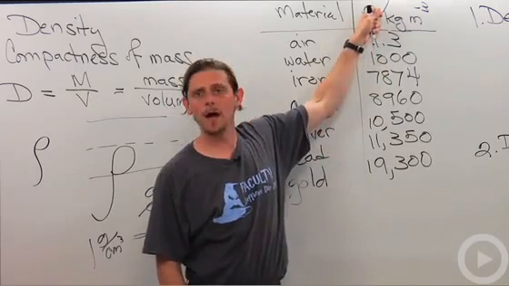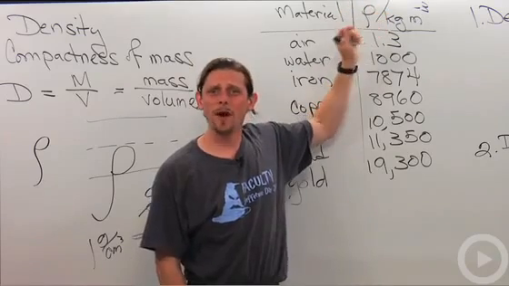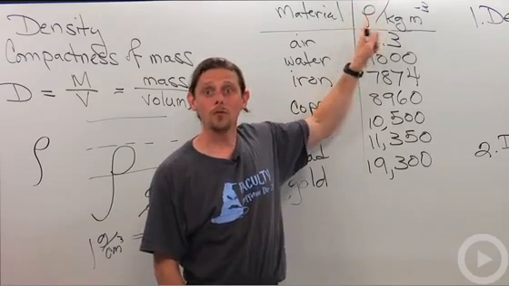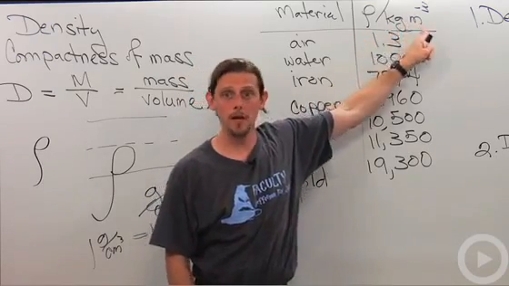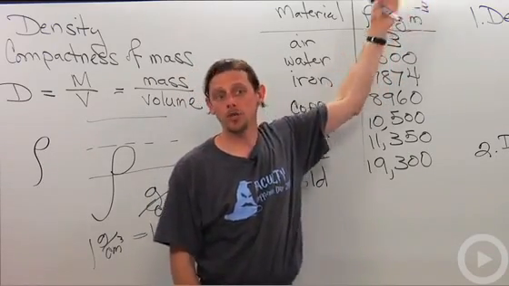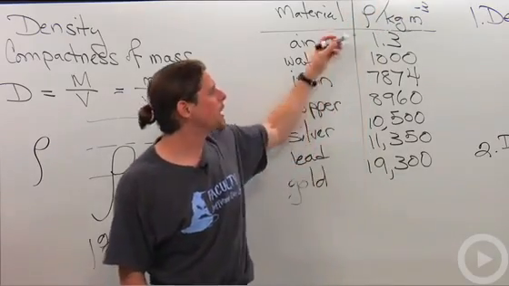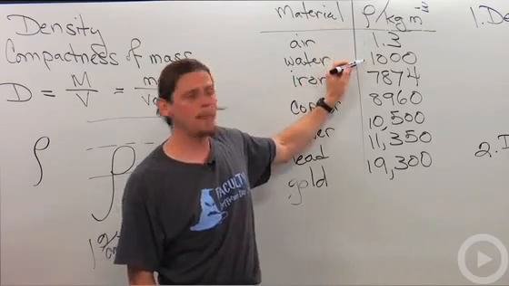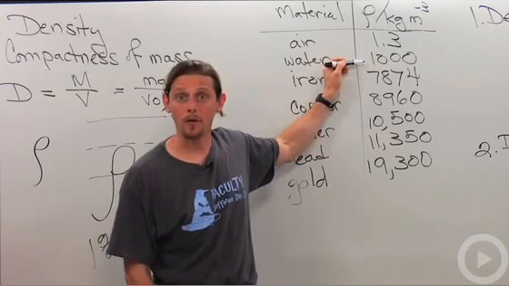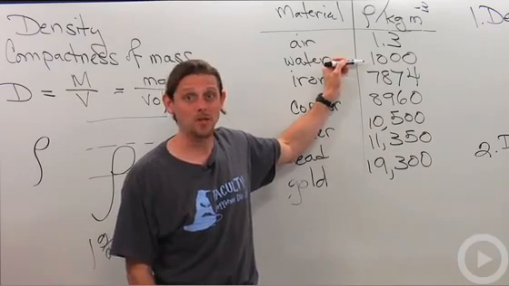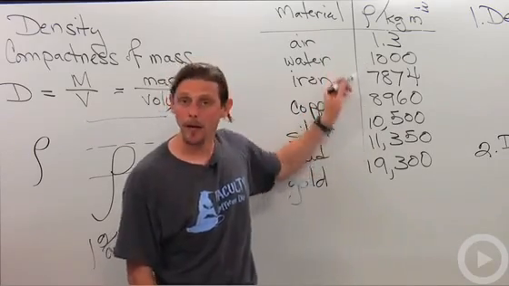Oh, and notice up here I've got density, rho, divided by, and then in order to avoid having a complicated looking fraction, I write kilograms per cubic meter as kilograms times meters to the -3 power. And of course, that is the same thing. So this is an international convention that people use. So if you look here, we've got air, and then water is 1,000 kilograms per cubic meter. So that means 1 cubic meter of water weighs 1,000 kilograms, which is a metric ton, 2,200 pounds.